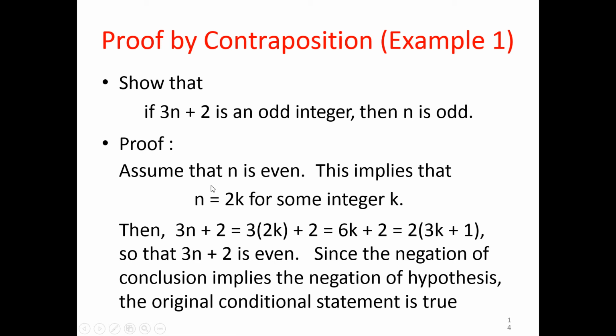This implies that n can be written in this form, n is equal to 2k for some integer k. Then 3n plus 2 is equal to 3 into 2k plus 2. We just plugged in the value of n, which is 2k, and this is equal to 6k plus 2, which is equal to 2 into 3k plus 1, and that is some integer multiplied by 2, which is an even number. Since the negation of conclusion implies the negation of hypothesis, the original conditional statement is true.